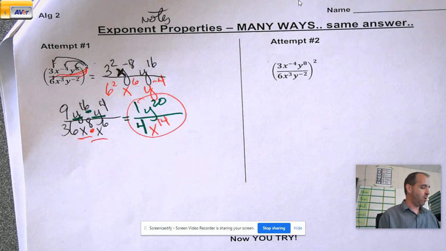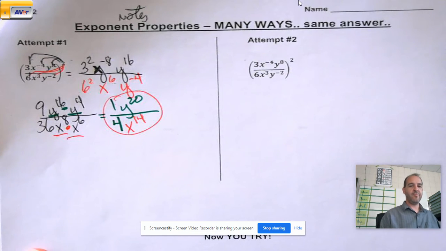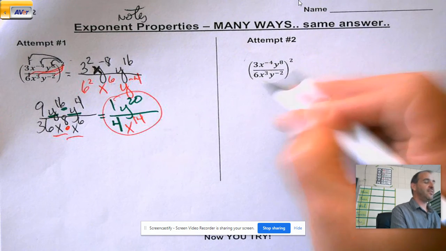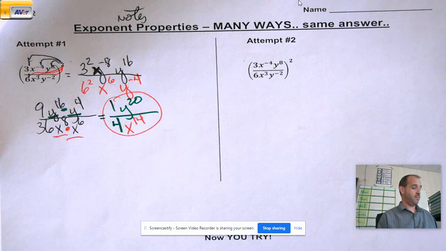Okay, that is one of, as this says at the top, many ways we could do this, but I'm going to show you one more and then kind of let you see here. So the next one, I'm going to do something a little different. I'm going to try and clean up everything that's inside first, then distribute my square.